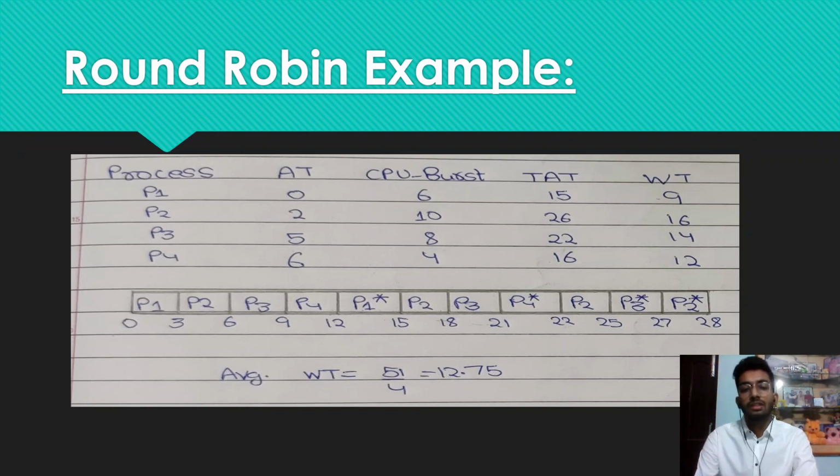As the time slice completes, the next process enters the CPU and P1 is removed from the CPU. Then P2 executes from 3 to 6, then P3 from 6 to 9, then P4 from 9 to 12. Then again it goes around and comes back to P1. This goes on until all the processes are executed.